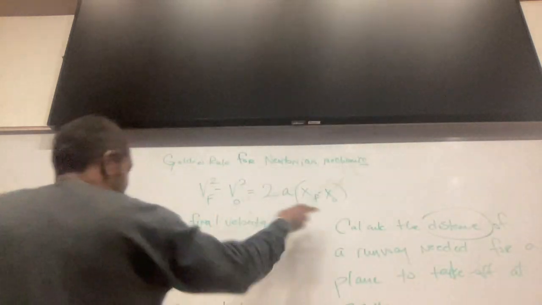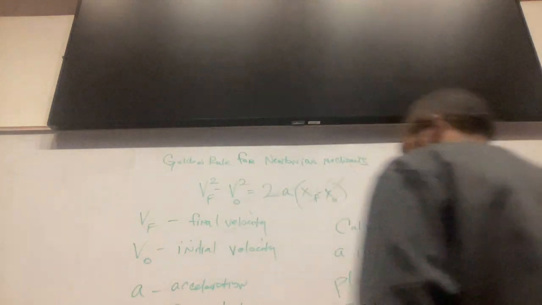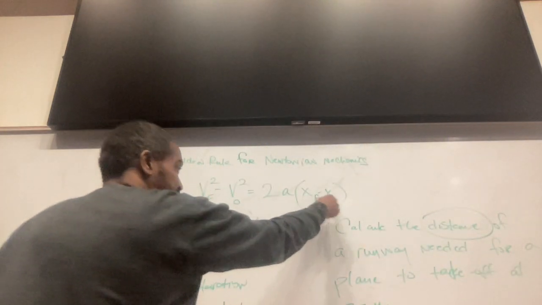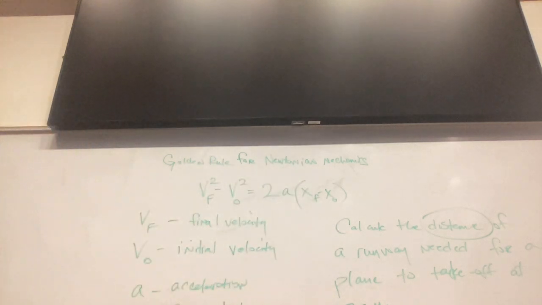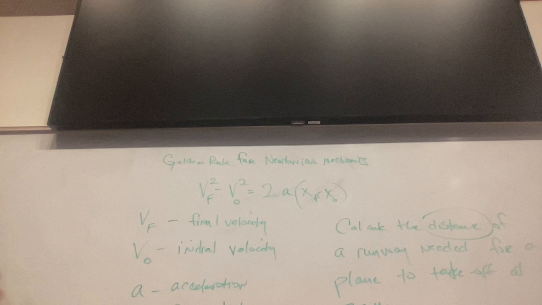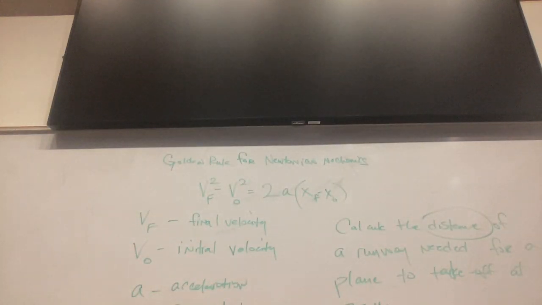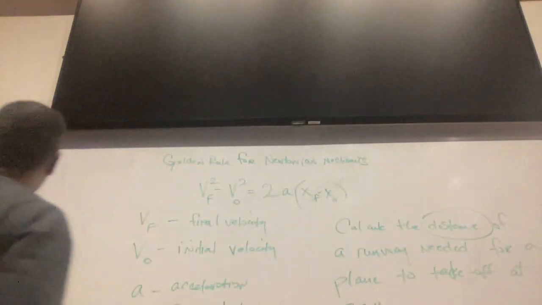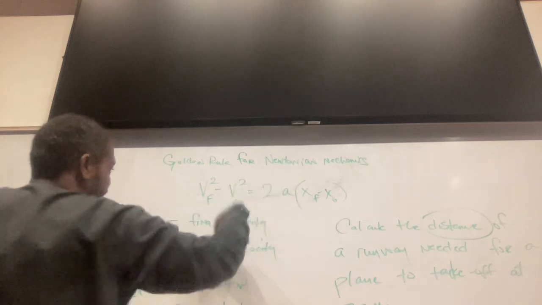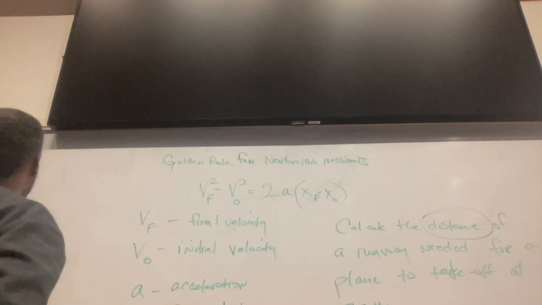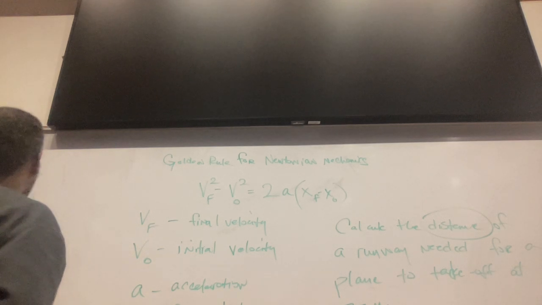So here it's distance, x. I need to rearrange this equation for x, or at least for xf minus x naught. But x naught is typically 0, so we could just say xf. So xf is equal to what? I divide both sides by 2a, and 2a cancels on that side. I'm left with v final squared minus v initial squared, all of that over 2a.